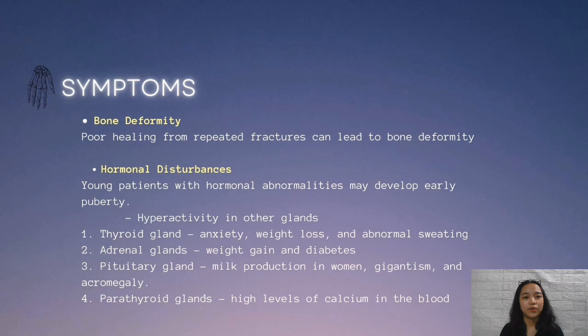Another effect or symptom is hormonal disturbances. Young patients with hormonal abnormalities may develop early puberty. It is more common in girls than boys, and it is said to be the cause of hyperactivity of the ovaries. And this hyperactivity may occur in other glands also.